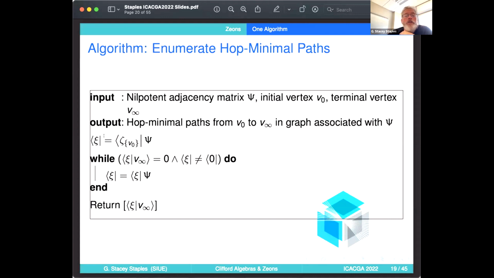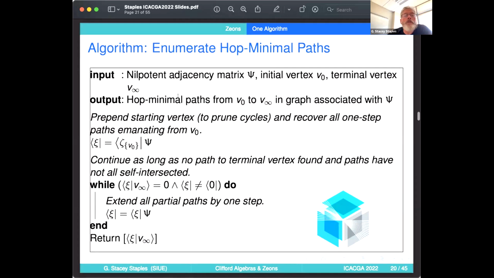I prepare my initial row vector, and as long as I haven't gotten to my destination and I haven't exhausted all possibilities, which eventually happens, I just multiply by C. And then as soon as I either reach my destination or everything gets annihilated, I return the result. So that's what this actually does. Prepend the starting vertex so that, if I revisit my starting point, that goes away, and then recover all one-step paths starting from V0 and just keep going until I find my way to the terminal vertex.